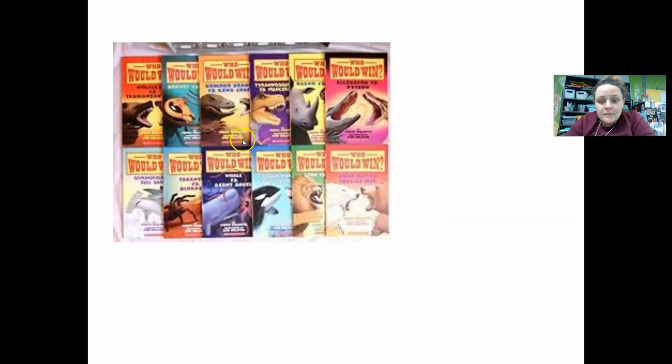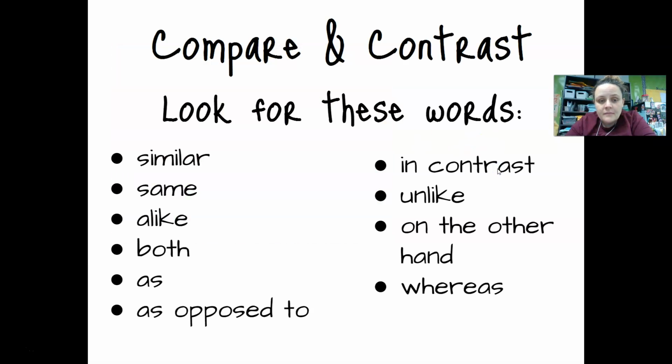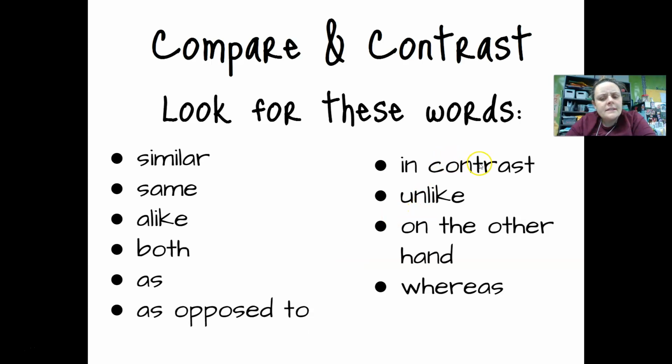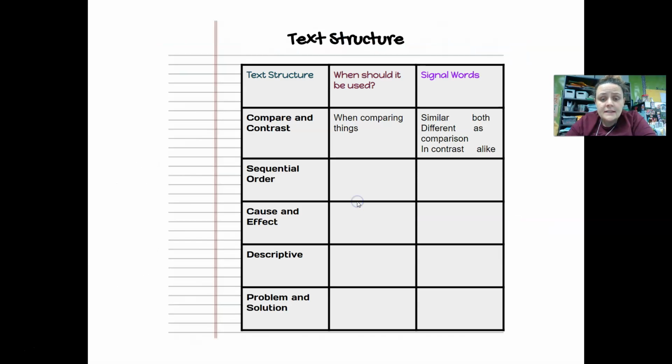If you've ever seen these books, like the Who Would Win, the author has used a compare and contrast text structure to compare and contrast 2 different animals in a fun way. If you're trying to decide if a text is compare and contrast, first of all, you should ask yourself what two things are being compared. And you should also look for these key words: similar, same, alike, both, as opposed to, in contrast, unlike, on the other hand, whereas. Those will be clues that this is a compare and contrast informational piece of text.